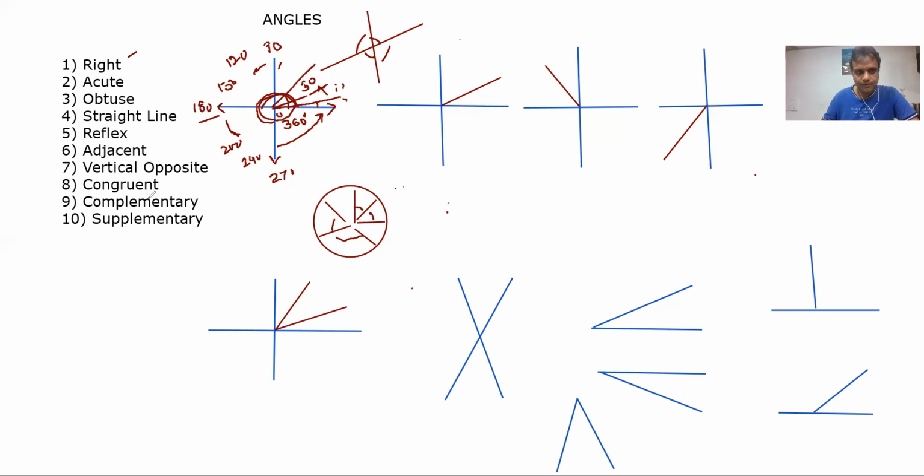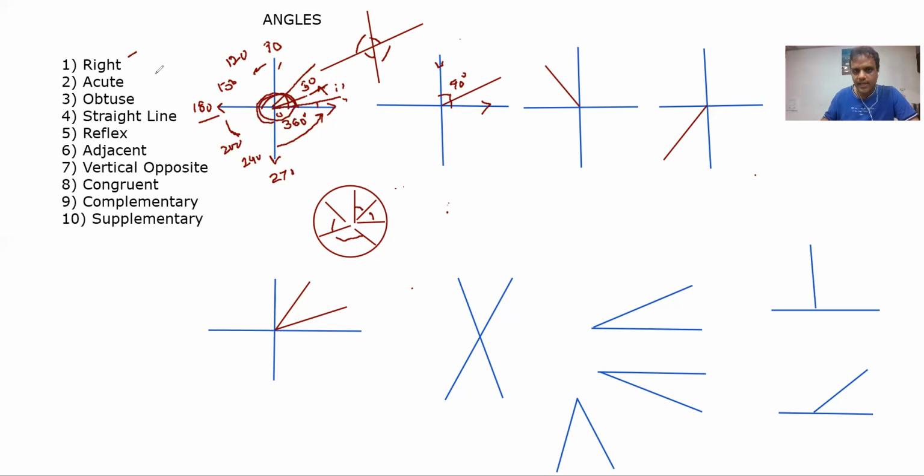There are 10 types of angles. What is a right angle? The angle formed between two lines which are perpendicular to each other. These lines are perpendicular to each other. They form an angle of 90 degrees, and this 90 degree angle is also called a right angle. This is also called a right angle.